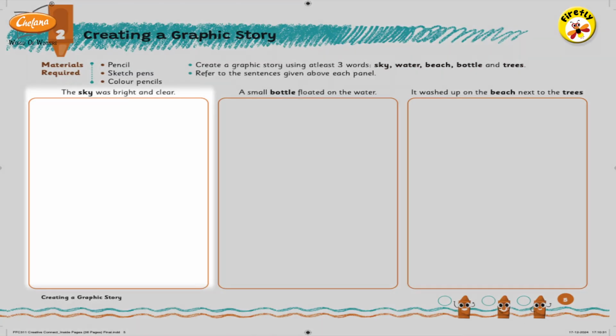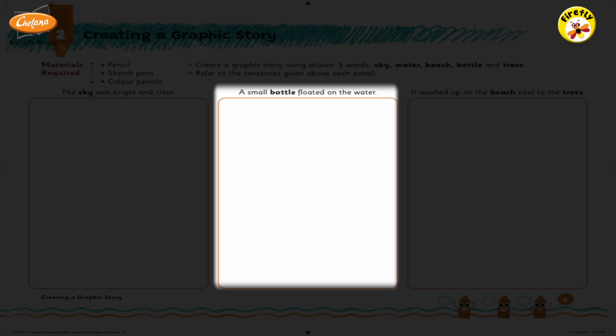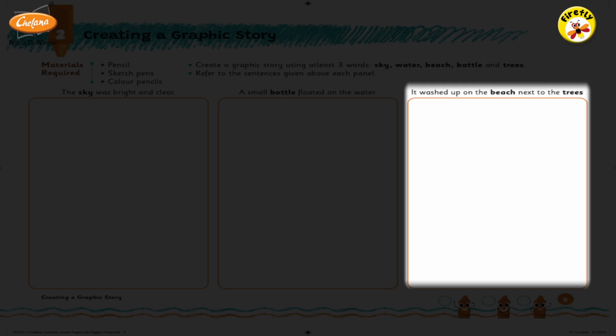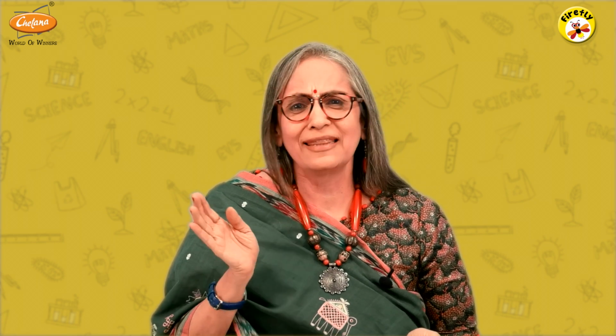Now it says in the first square, draw sky that was bright and clear. Then the second one is a small bottle floated on water. The third is it washed up on the beach next to the tree. The thing is, we've given 3 rectangles for you to draw in. We're not telling you what to draw. The only clue is that you have to draw a sky that is bright and clear. It could have the sun, it could have birds, it could be with the sea and beach. It's really up to the child and the student to do what they want.